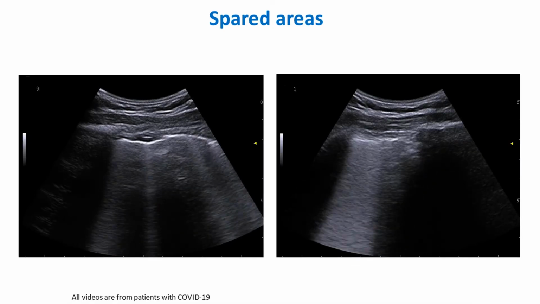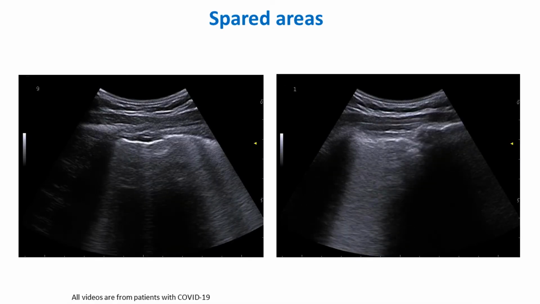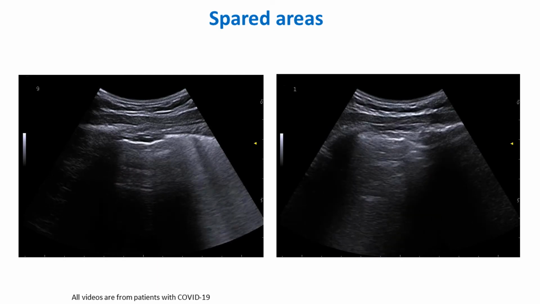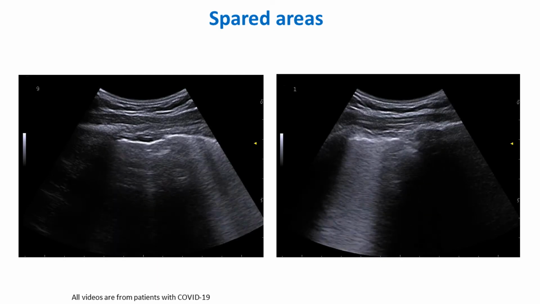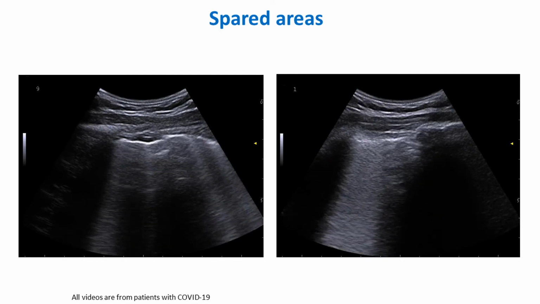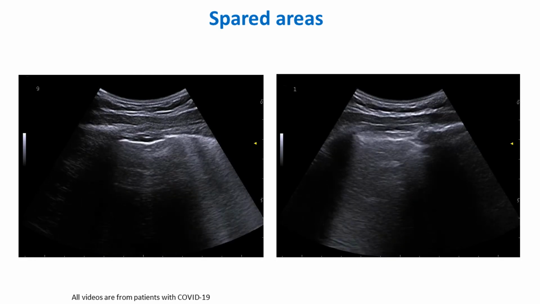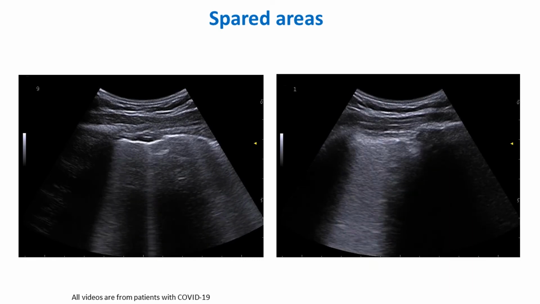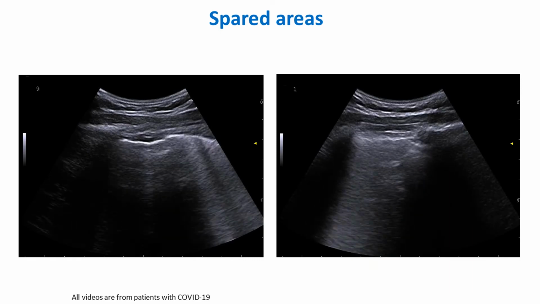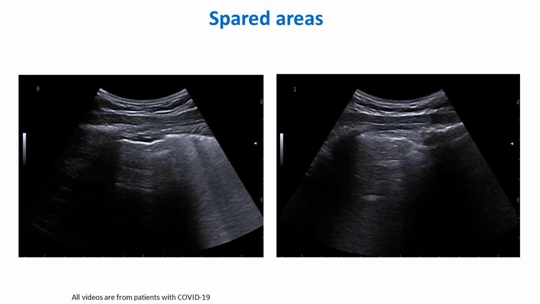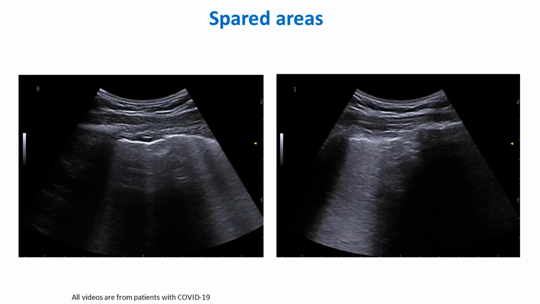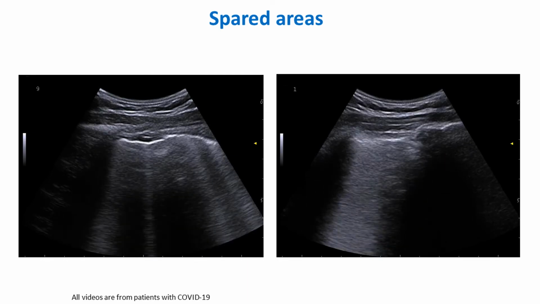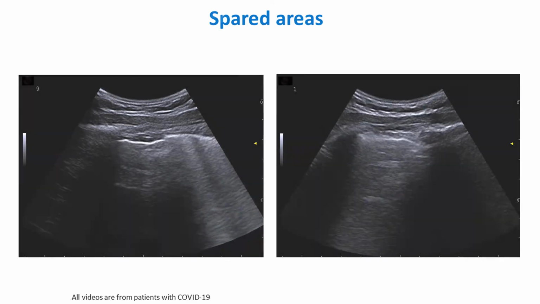You may visualize very clear spared areas, which are sites with a pattern of many coalescent B-lines immediately close to a pattern of aerated lung and no B-lines. This is quite typical in non-cardiogenic lung damage. And now let's see together how to do an examination.